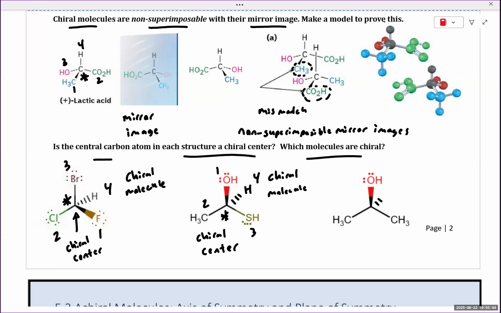Looking at this last case, we have only 1, 2, 3 unique substituents. We have 2 identical substituents on this carbon. So as a result, this carbon center is not a chiral center. And overall, this molecule is achiral. It's not a chiral molecule.